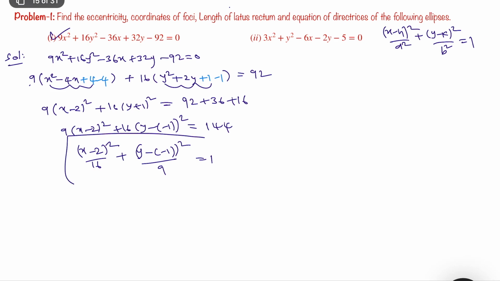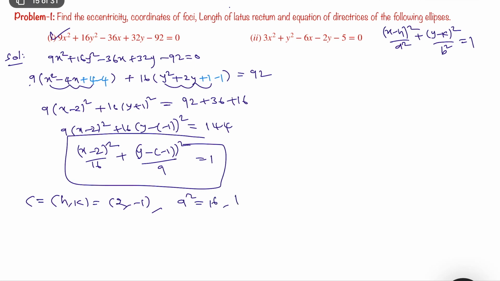So we managed to express the given equation in this form: x minus h whole square by a square plus y minus k whole square by b square equal to 1. Here the role of h comma k is played by 2 comma minus 1. So this is going to be our center, and here a square equal to 16, b square equal to 9. Here we have the a greater than b case, so we have a short and fat ellipse.